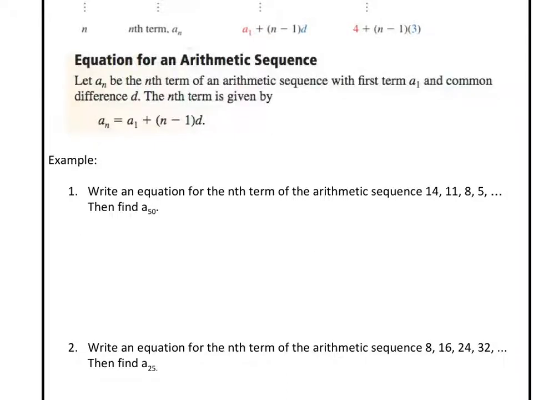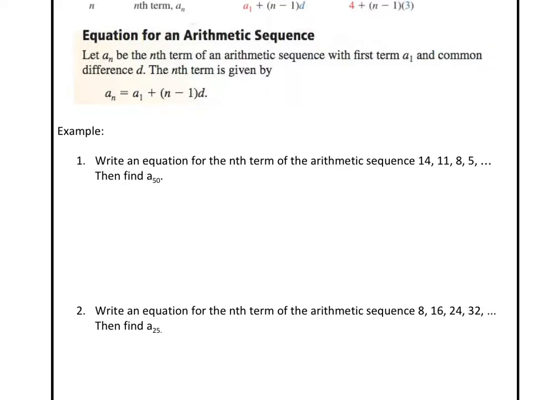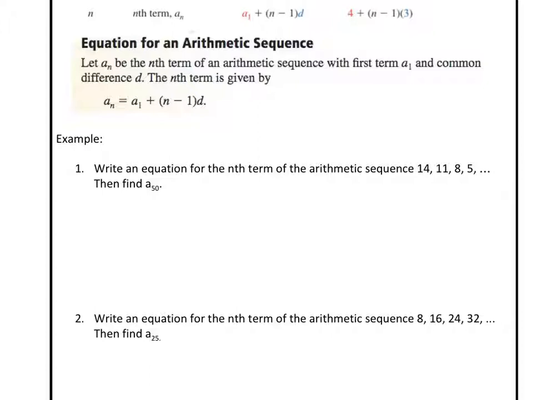called, this is for an arithmetic sequence. It says let an be the nth term, so some number, of an arithmetic sequence. The first term is a1, and the common difference is d. So maybe underline that.